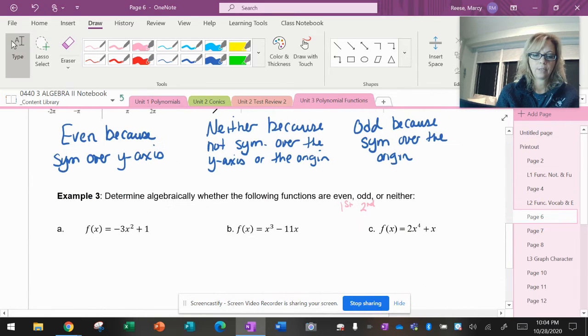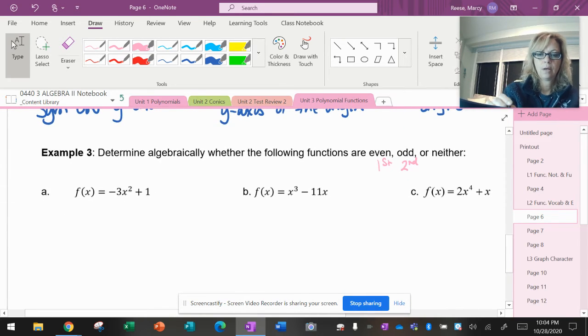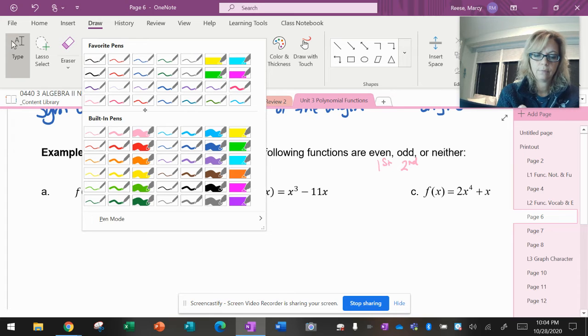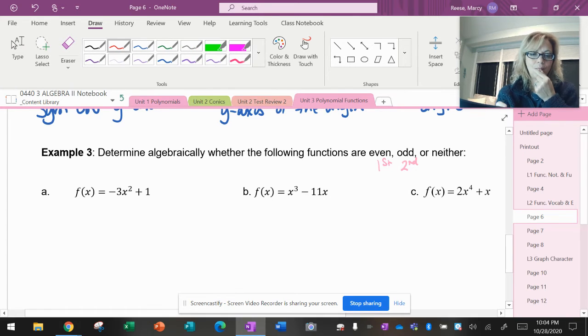Okay, so let's come back down here. I don't like that pink, it's too light. Where's my hot pink? Is that hot pink? Let's try it. Not really, that's the red.